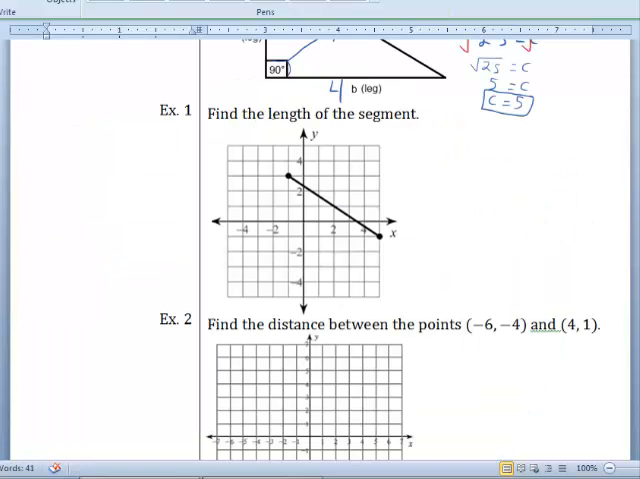All right, example 1, copy this down. We're going to find the length of the segment here. Finding the length is the exact same thing as finding distance. Distance and length are the exact same thing. In order to find the length of this line segment, I cannot count it. Do not try and count the length of this line segment. If it was a horizontal or vertical line, you could count the units. But since it's a diagonal, I can't count units across here.